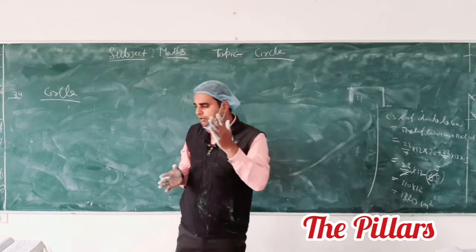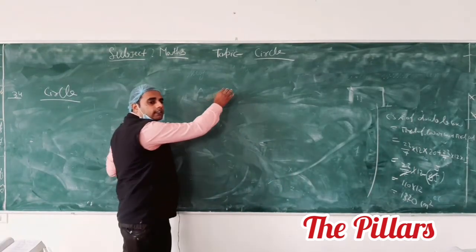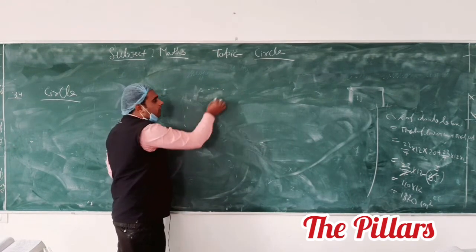So whenever you have to give the definition of the circle, you see that it is the collection of a point, the collection of all points.